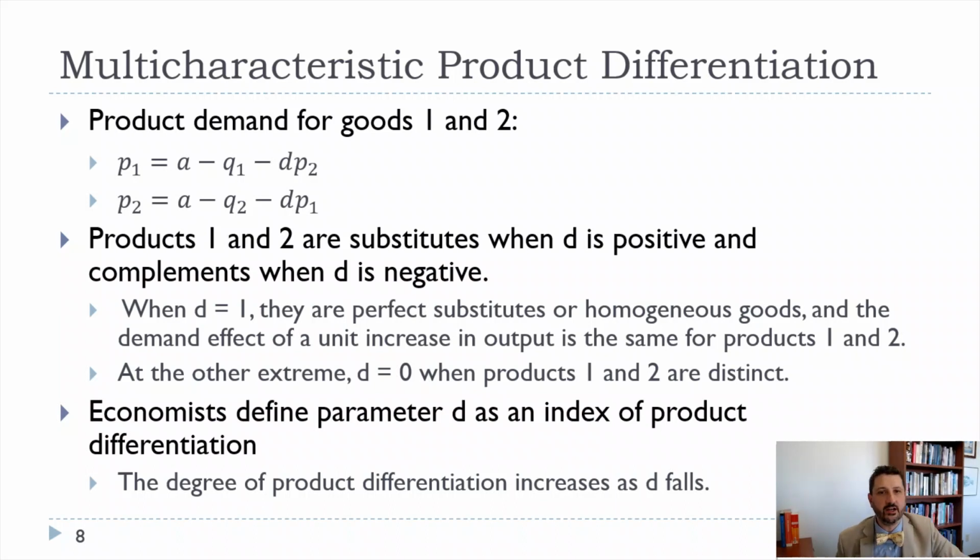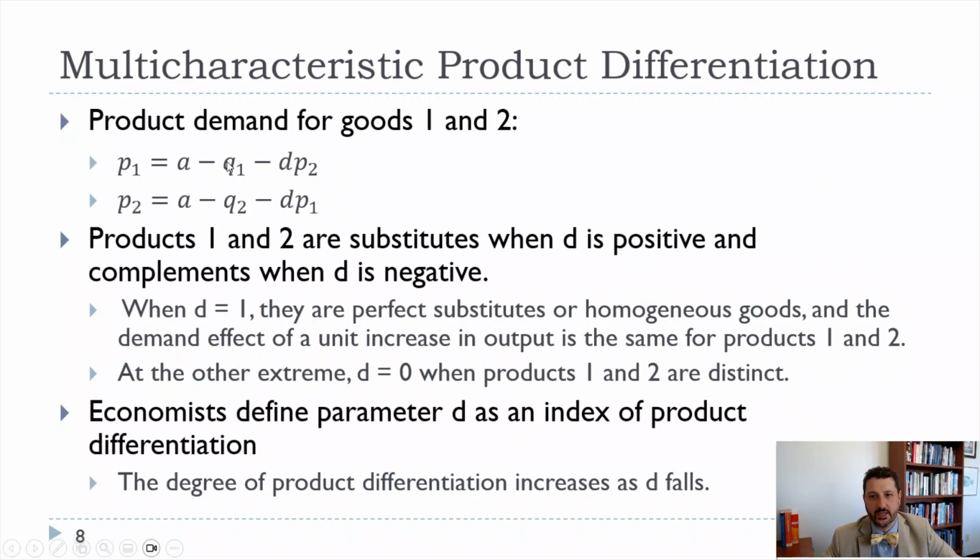So with multi-characteristic product differentiation, what we're really looking at is whether the price of one good affects the price of another good, right? And if it doesn't, then they're just not related goods. It doesn't have anything to do, and we don't have to worry. If it does, then we have to put the price of one good into the demand function for the other good. So this is basically the model that we had before.